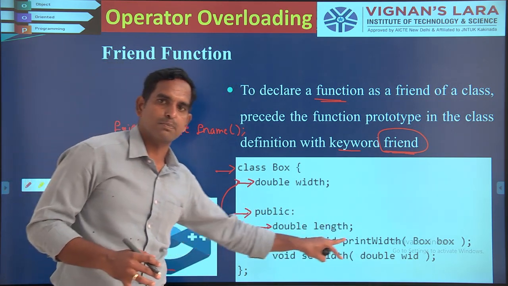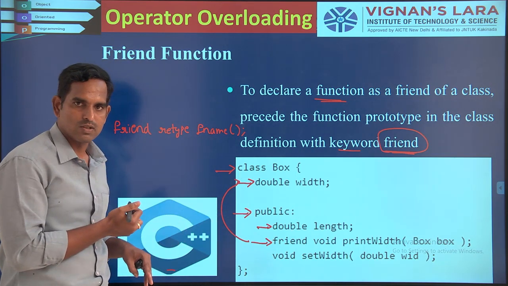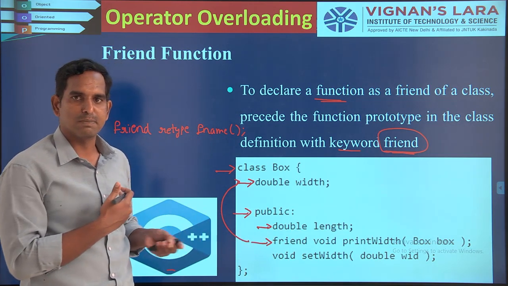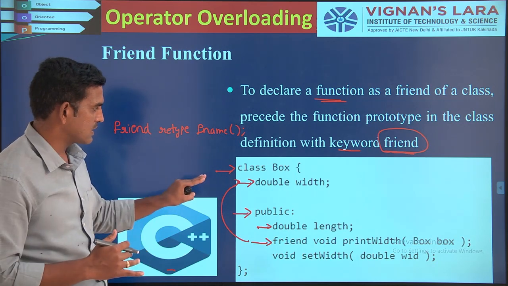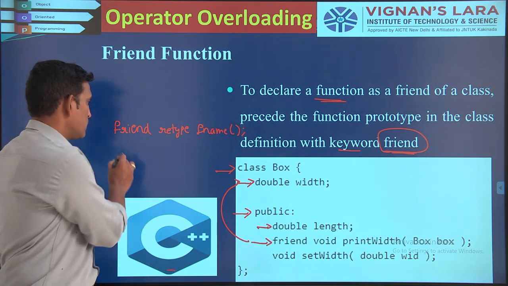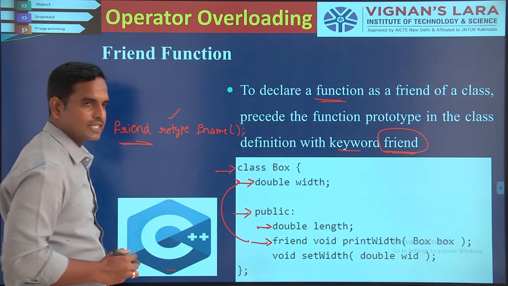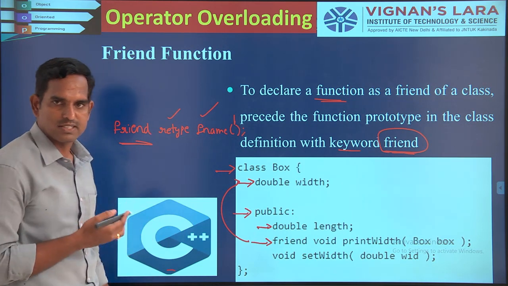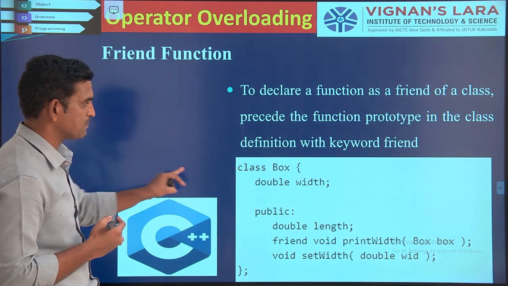Remember, this is just a prototype, and you have to define this function outside the class. This is a prototype or declaration of your friend function. You have to define the friend function outside the class. We'll be looking at the example. This is just an outline of how you can declare your friend function. Remember, you have to use the keyword friend, after that write the return type, then the function name, and if you have any arguments, specify them inside the braces. This is how you declare a function as a friend function.